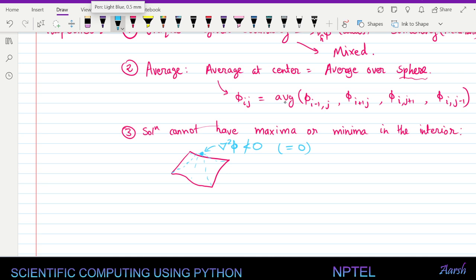So that's why you cannot have maxima or minima. Can you just explain this, please, in detail? Like how the maximum becomes less than zero, negative.